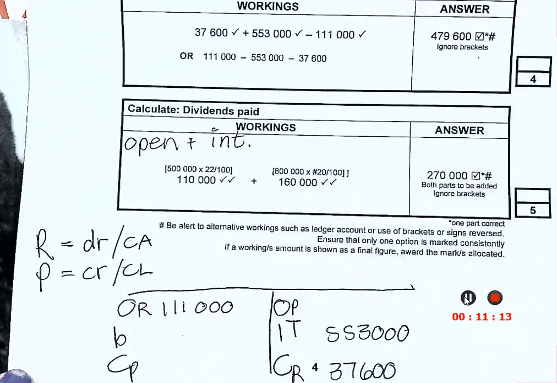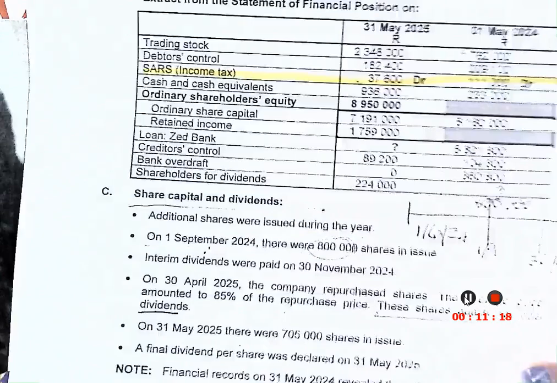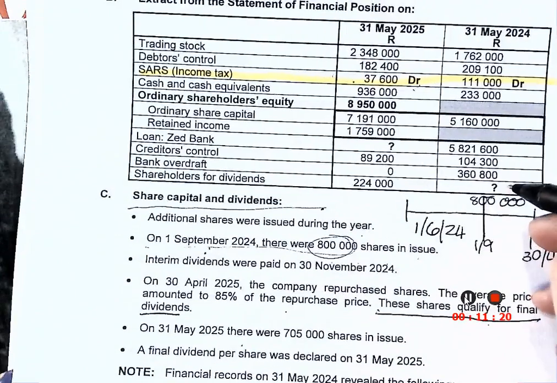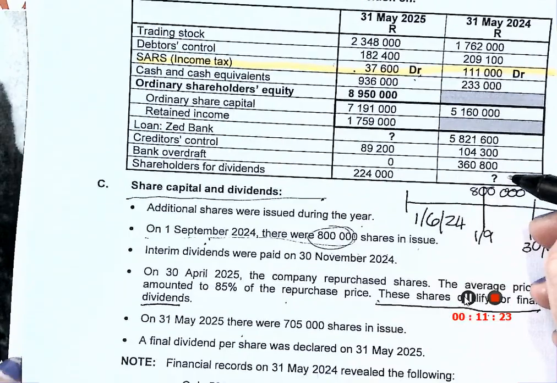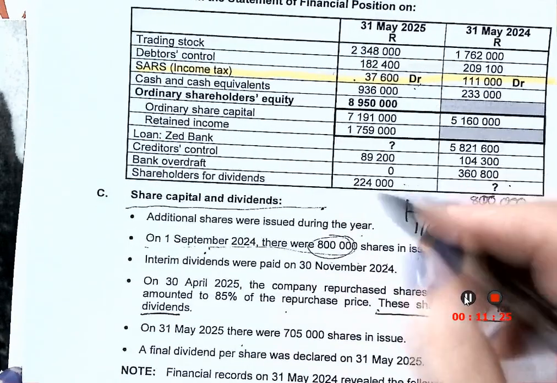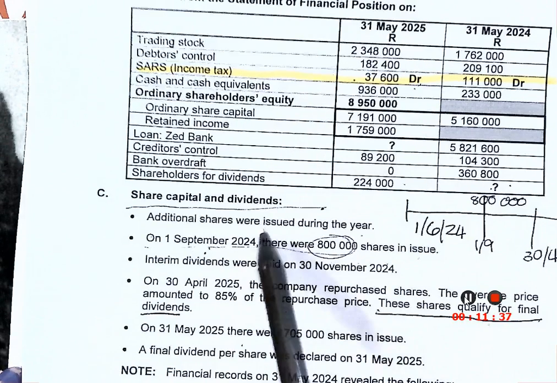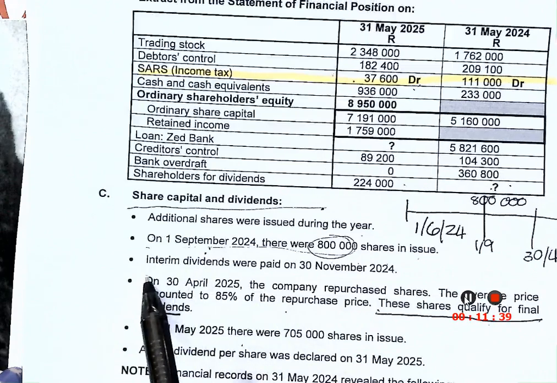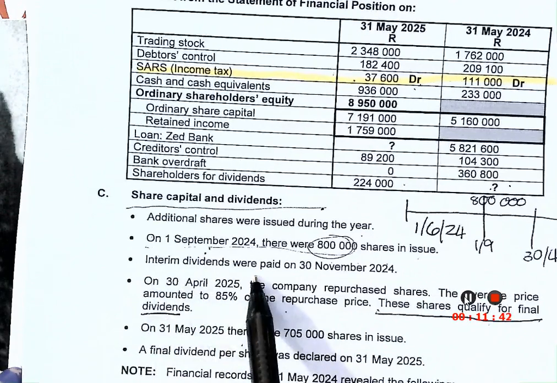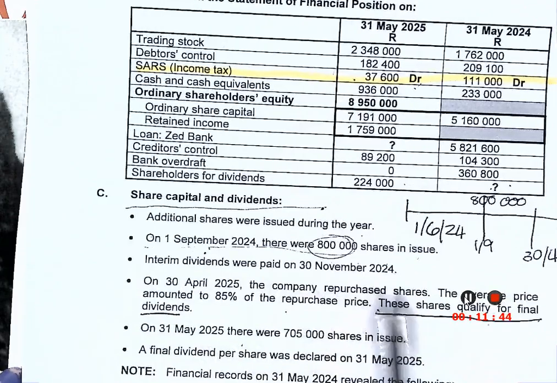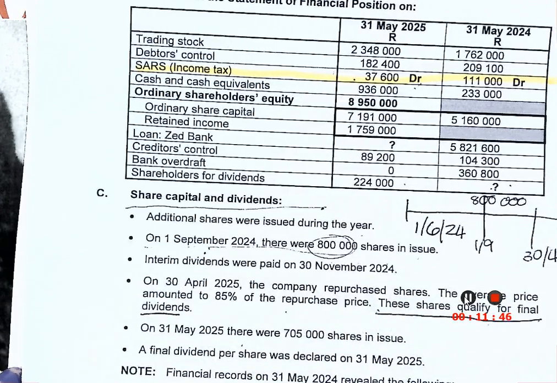Right? So if I go look for shareholders for dividends, they do not give me the opening, which they usually do. They gave me the closing. So none of this I'm going to use as a dividend. I can use it in the calculations. Maybe. Okay. You guys with me? So now let's look. Interim dividends were paid on 30 November 2024. Okay. That's the one I'm looking for.